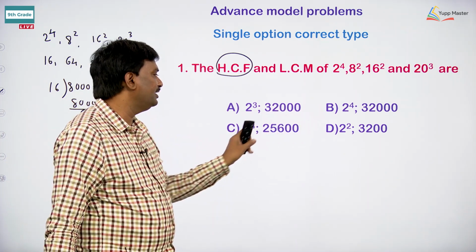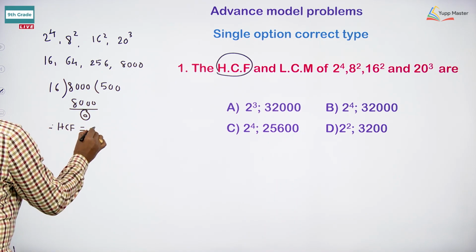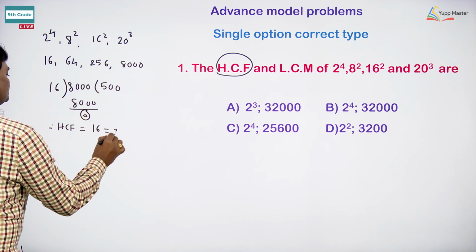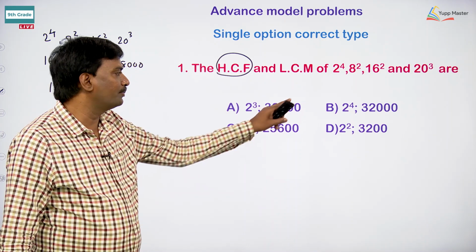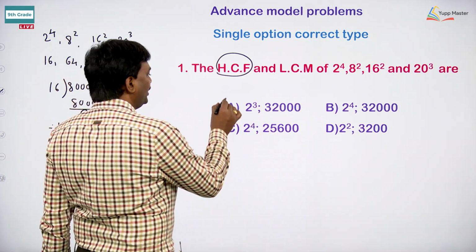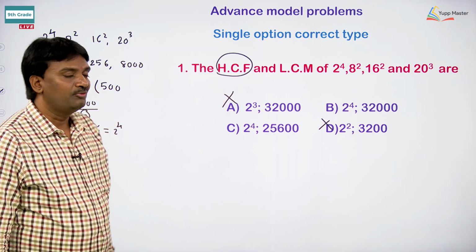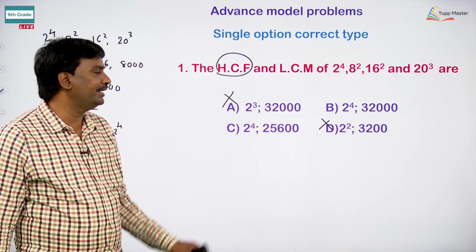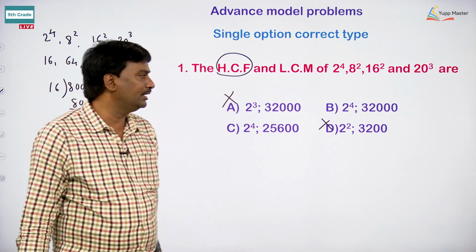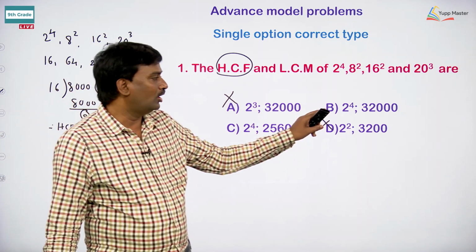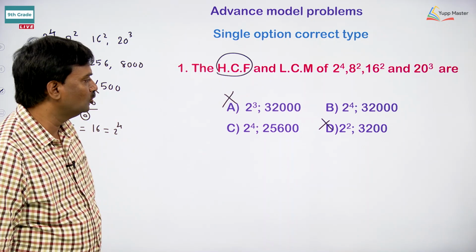So the answer may be either B or C. The HCF is 16, that is nothing but 2 power 4. By observing the options, we have 2 power 4 in options B and C only, so we can eliminate options A and D. Without finding the LCM, already 2 options are eliminated. In both option B and option C we have the HCF as 16, that is 2 power 4.